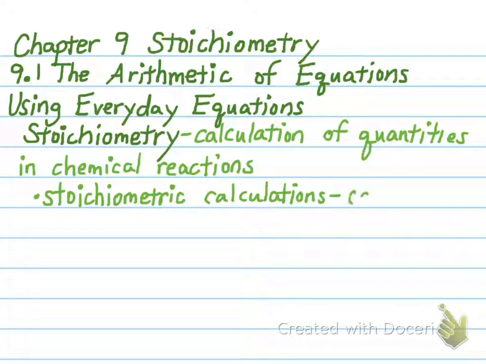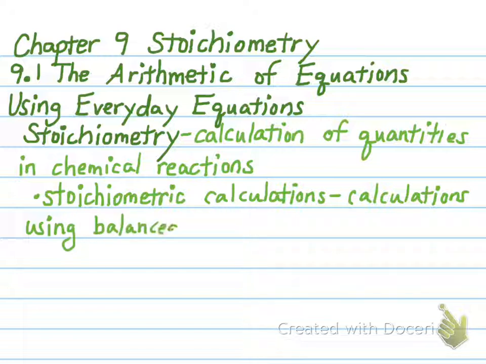And these are calculations using balanced equations. That's why in the previous chapter you learned how to write and balance chemical equations, because you need to have a properly written and balanced chemical equation to be able to do stoichiometric calculations.